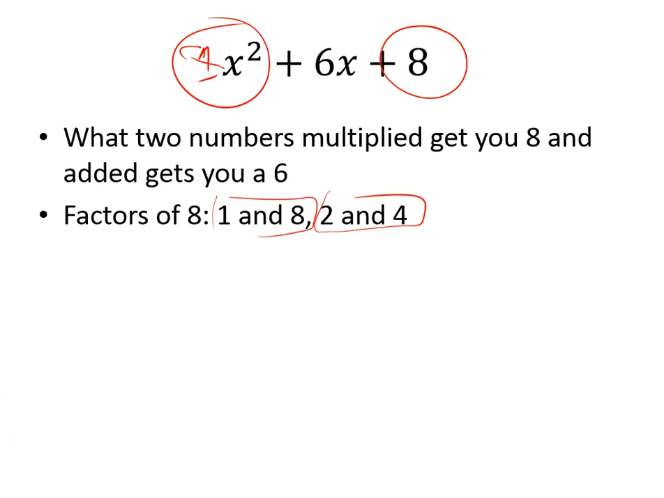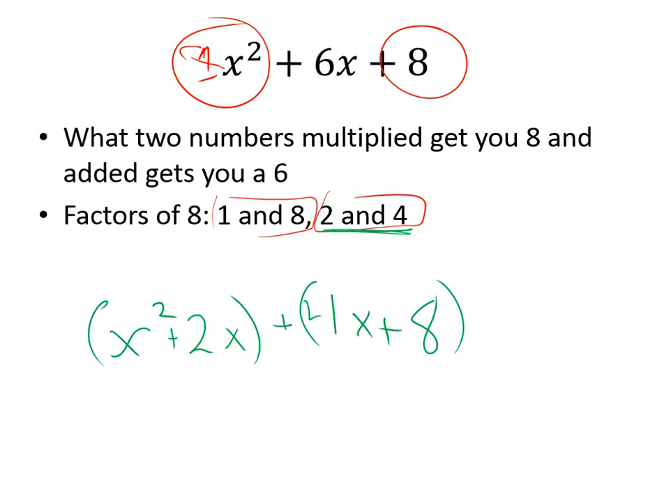Okay, and what we'll do is write x squared and plus 8. The first term and the last term are exactly the same. And in the middle we'll break it up. We'll use these two numbers, the two that add up to it. So 2x plus 4x.